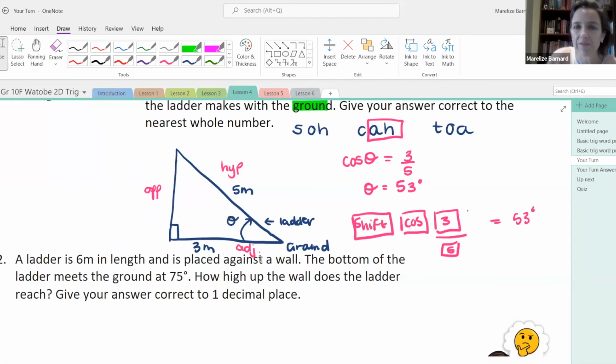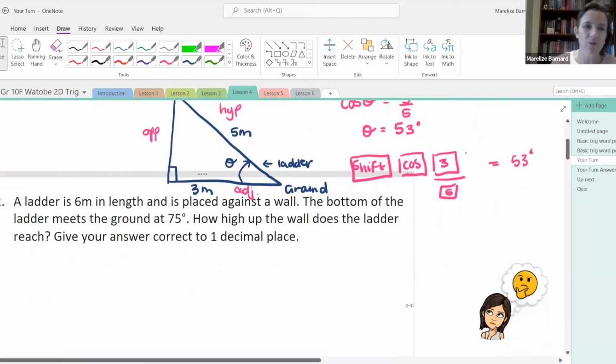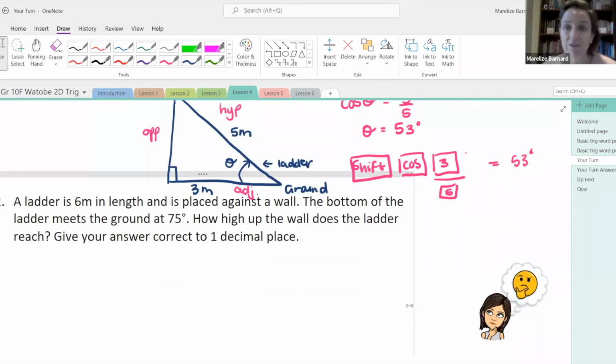Okay, so lots of people have finished reading. Remember, guys, questions are addressed to me, so I will answer them. You just carry on doing your work with the ladder question. So a ladder is 6 meters in length and is placed against the wall. So very similar to the previous question. The bottom of the ladder meets the ground at 75 degrees. How high up the wall does the ladder reach? Give your answer correct to 1 decimal place.